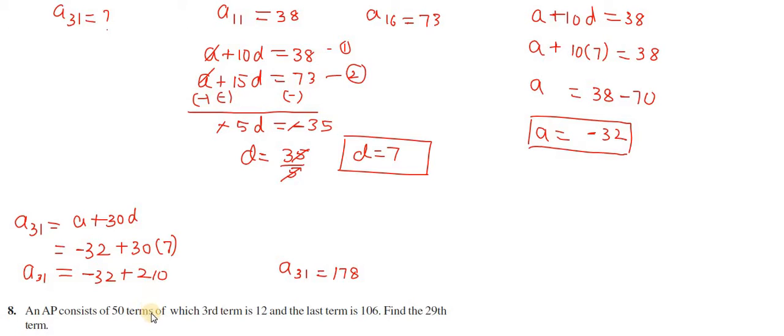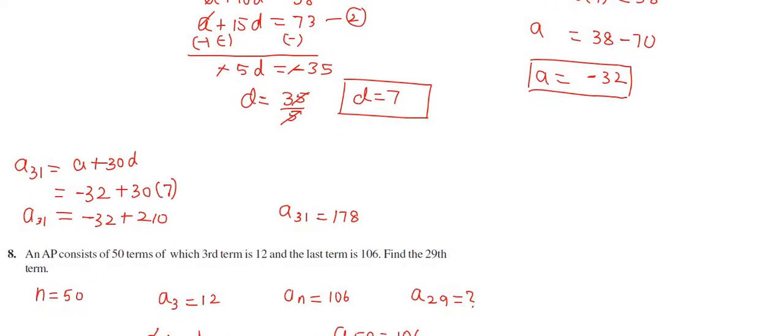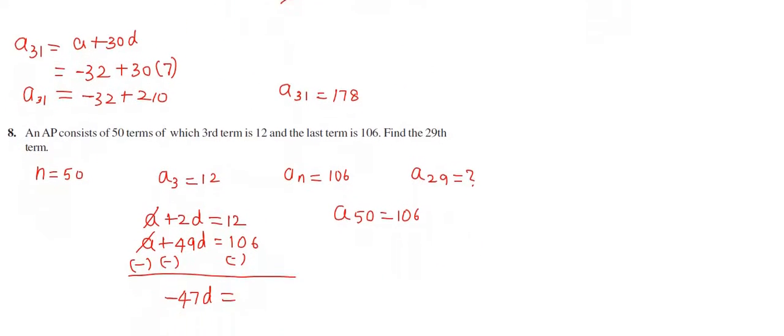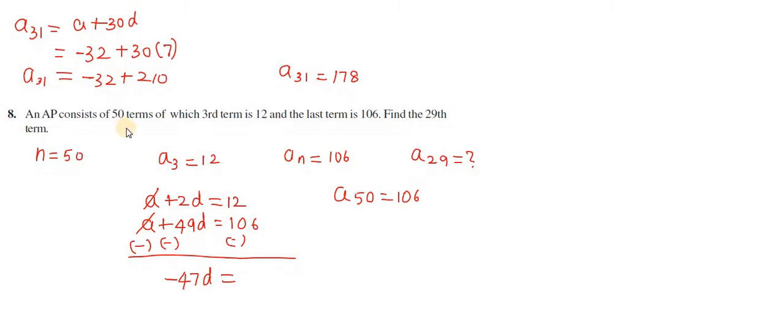An AP consists of 50 terms, of which the third term is 12 and the last term is 106. Find the 29th term. First, we should write what all is given. Here the AP consists of 50 terms, so n is equal to 50, A3 is equal to 12, and An is equal to 106. Why? Because they gave the last term as 106 and we need to find A29, that is the 29th term.